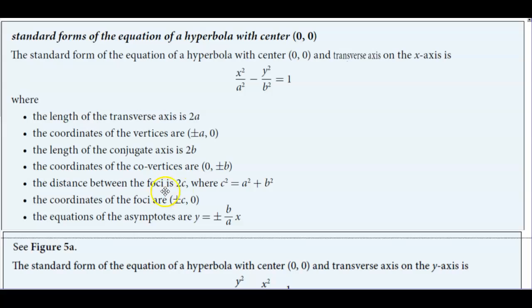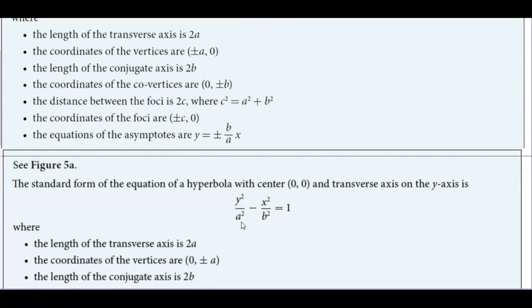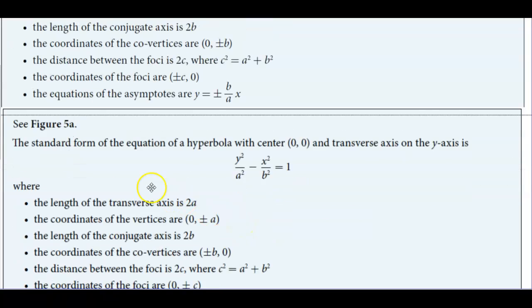The distance between the foci is 2c, where c squared is equal to a squared plus b squared. The coordinates of the foci are plus or minus c, 0. The equations of the asymptotes are y equals plus or minus b over a x. And then we can see in figure A what that's going to look like.